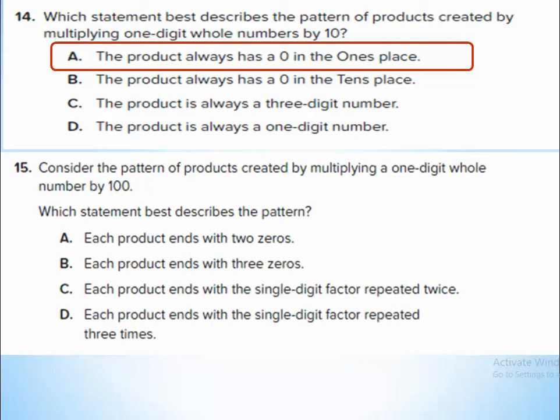Consider the pattern of products created by multiplying a 1 digit whole number by 100. Okay, if I multiply by 100, it means we have 2 zeros in this multiplication. Each product ends with 2 zeros. Each product ends with 3 zeros. Each product ends with a single digit factor repeated twice. Each product ends with a single digit factor repeated 3 times. No, each product ends with 2 zeros.